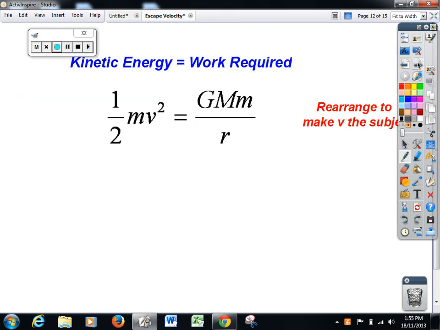Where does that energy come from? What do we do with our cannon? Right, we exploded it and therefore it comes from kinetic energy, isn't it? So this is the amount of energy needed.